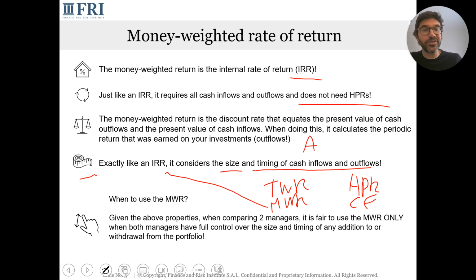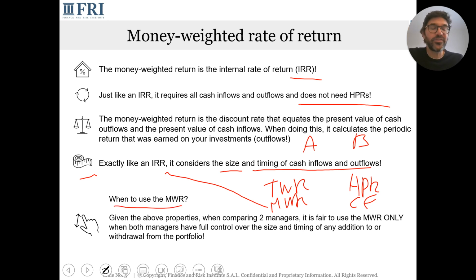So if you're comparing manager A's and manager B's performance to decide between one of them, and managers A and B have control over the size and timing of cash flows, a simple example would be if A can call the client and say, you should now deposit $500,000. You should now deposit $200,000 into your account because I believe that the next period will be better. So anytime managers A and B have control over the size and timing of cash flows, i.e. the money that the client deposits or withdraws from the account, then we should use the MWR.